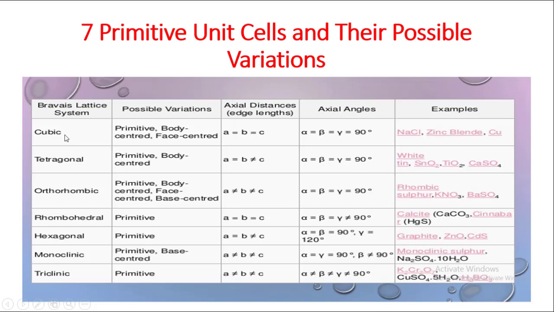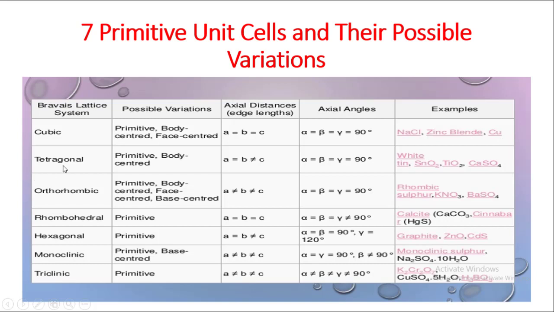So the first is the cubic lattice system. In this system, the possible variations are the primitive, the body centered and the face centered. Here the edge lengths will be equal, that is A equals B equals C. All the axial angles will be equal to 90 degrees. Examples of such a system are NaCl, zinc blende or copper.